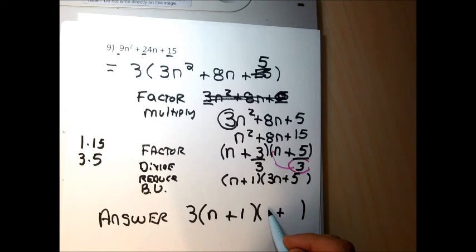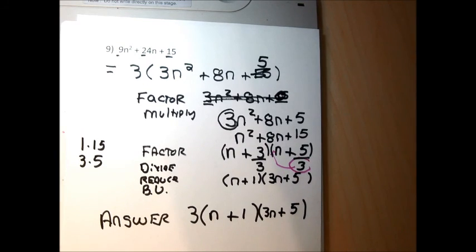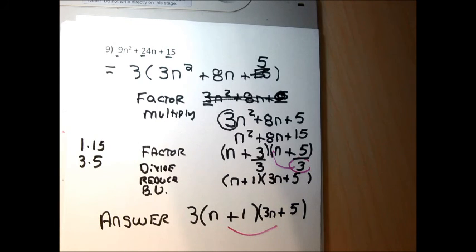So in my answer, after the 3, I need one parentheses with an n plus 1 and another parentheses with a 3n plus 5. These can be switched. It wouldn't make any difference which of those parentheses you have first. On my answer key, I have the 3n plus 5 first.